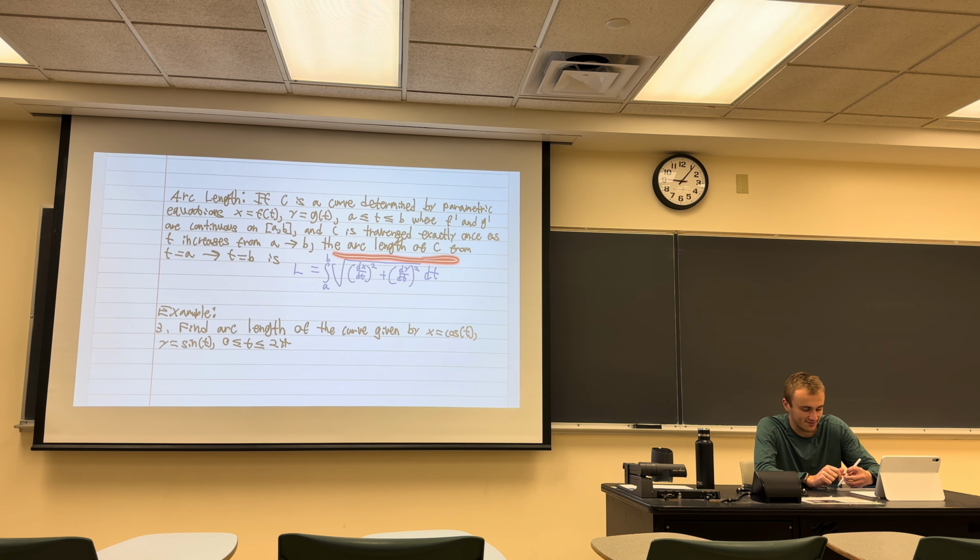The arc length of C from t equals a to t equals b is L equals integral a to b square root of dx dt quantity squared plus dy dt quantity squared, and then dt for that integral. So this is, again, just measuring the length of your arc, so your line.